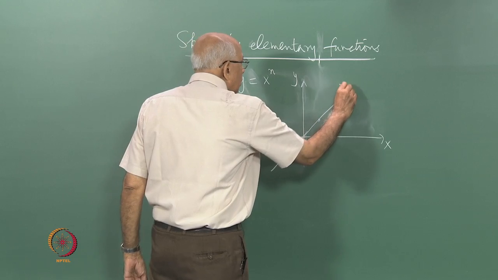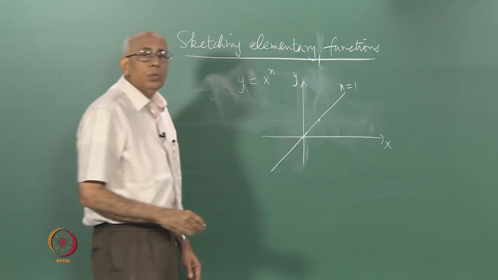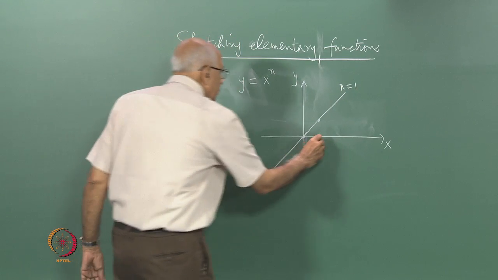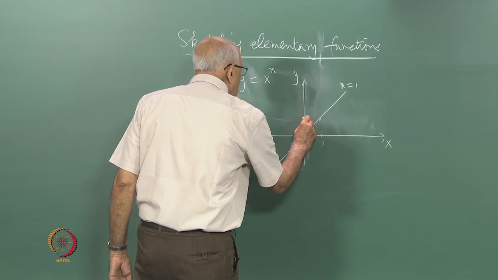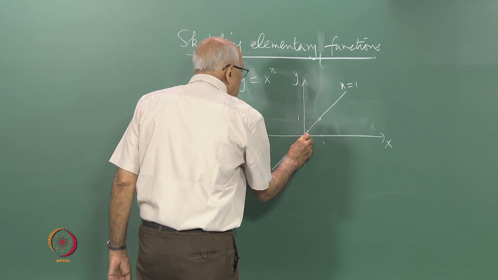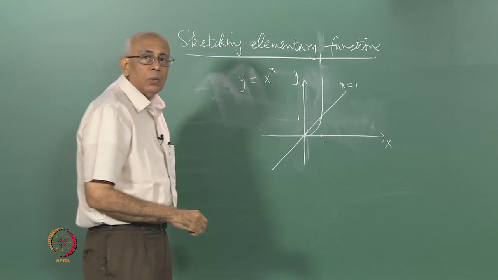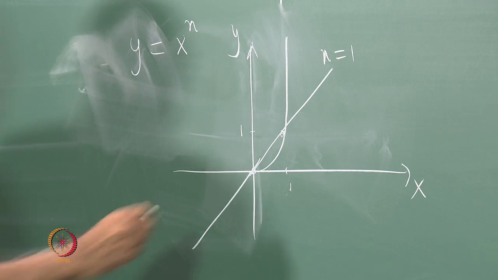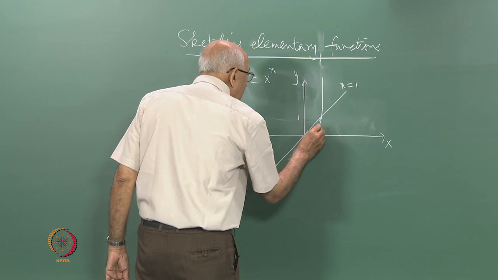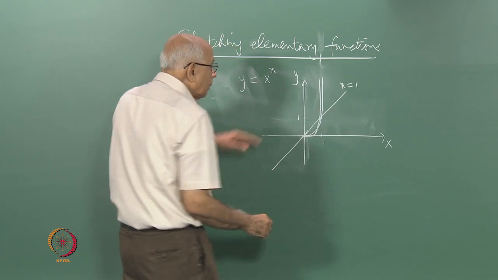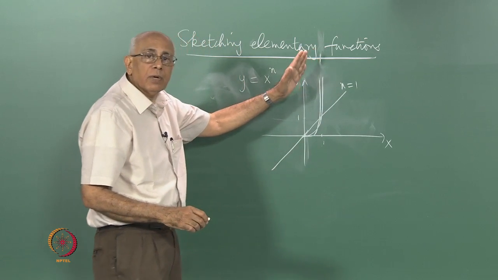So that is n equal to 1. When n is 2, you have a parabola which passes through the point 1, 1, and the slope here is flat. So it goes like that, it is a parabola. When n is 3, it is an even flatter curve and rises even more rapidly, and when n is 4 and so on, it goes even faster.